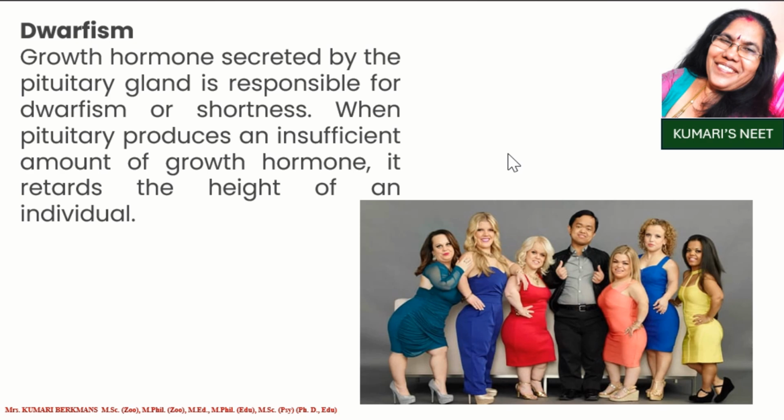Dwarfism. Dwarfism is related to the growth hormone secreted by the pituitary gland. The pituitary gland is present in the brain. So this gland is responsible for the secretion of growth hormone. Let me take the pointer. It is the growth hormone secreted by the pituitary gland that is responsible for this. How? When the pituitary produces an insufficient amount of growth hormone. So growth hormone is very, very important.